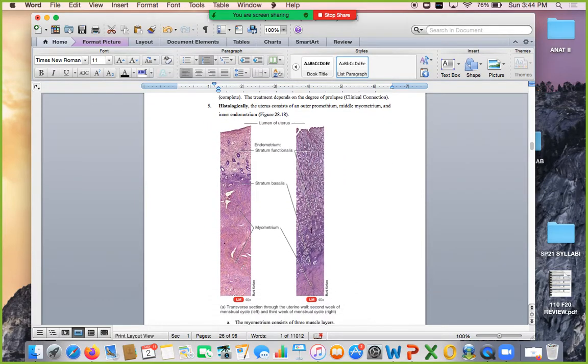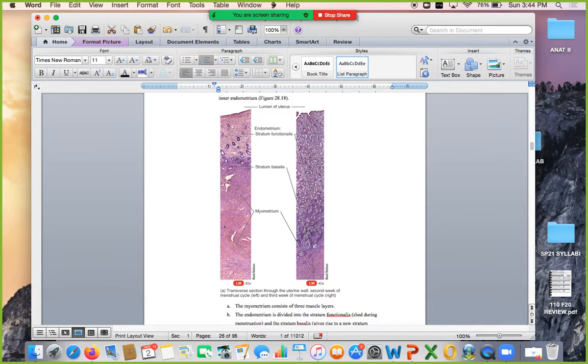And this is what it looks like histologically. So here we're going to have 2 different weeks of the menstrual cycle. Here is the 2nd week of the menstrual cycle and the 3rd week of the menstrual cycle. All right, in the 3rd week, we're going to have a nice, thick endometrial layer. So the endometrium is split up into the stratum functionalis and the stratum basalis, right? In week 2, the stratum functionalis is not very large at all. In week 3, the stratum functionalis is nice and thick, ready for an embryo to implant, right?